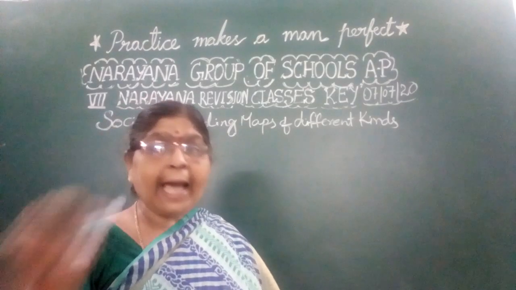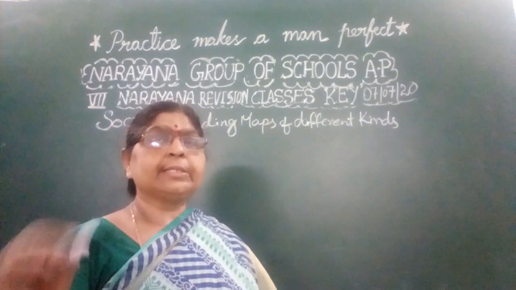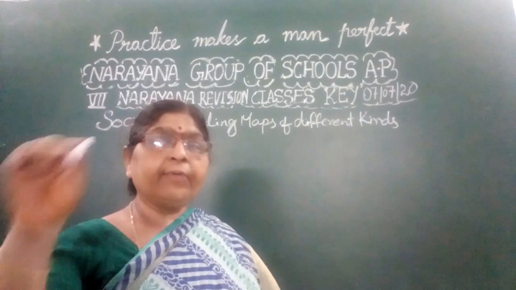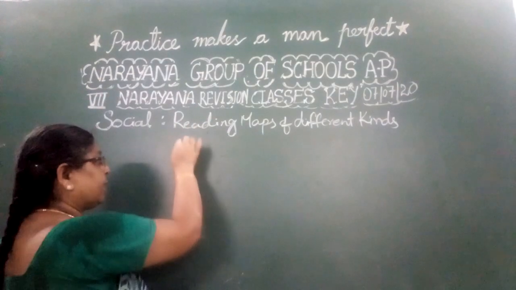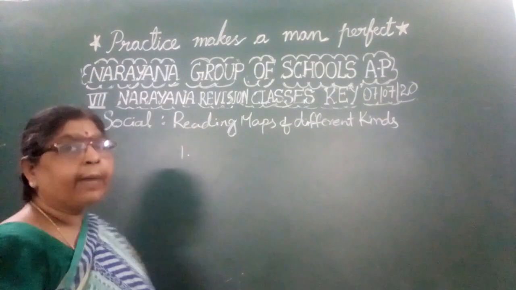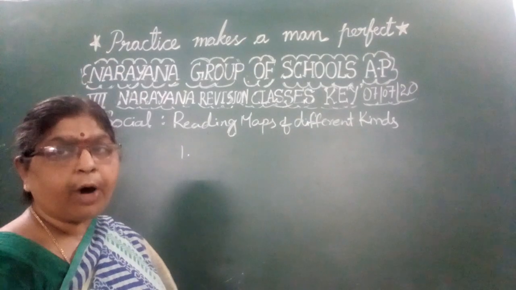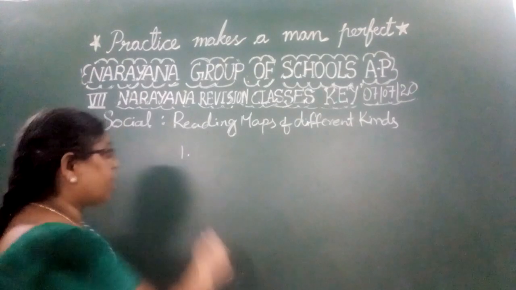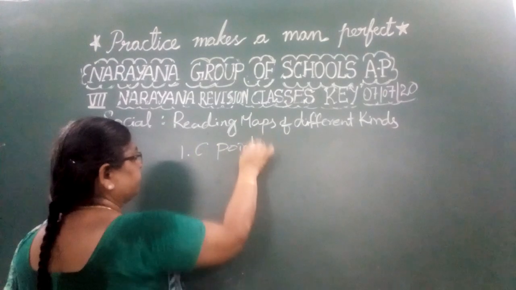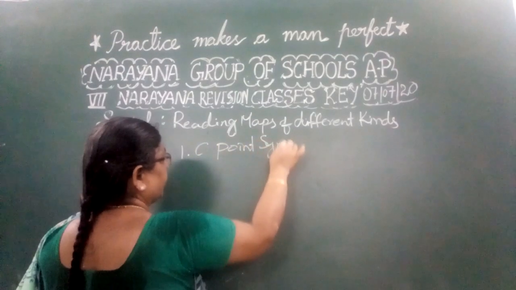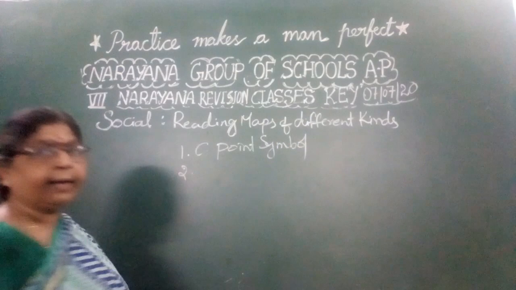Patna is the capital city of Bihar. So all the capital cities are marked with a dot, that is a point. Hence Patna is shown with the point symbol. Patna is shown with what? The point symbol. What is that option? Option C, point symbol is the answer for that particular question.